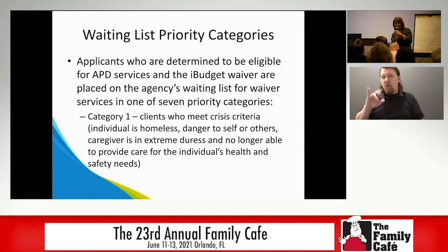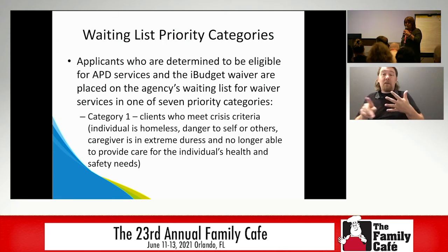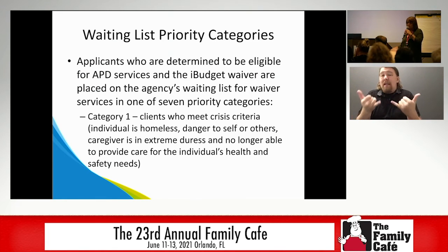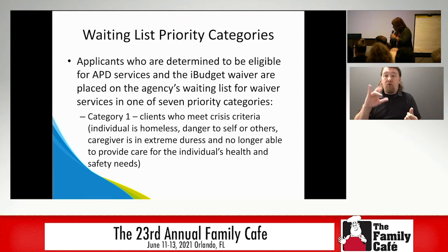Once they meet that category, the interesting thing is, it is a priority category on the waiting list. But if you meet that criteria right there, you go straight to the waiver. So it's not like you get placed in priority category 1, because once you are found to be in that situation, that means you need waiver services immediately to alleviate the crisis situation. So those individuals go straight to the waiver.